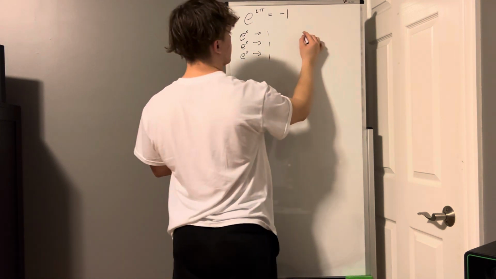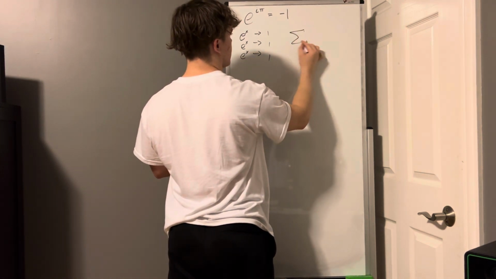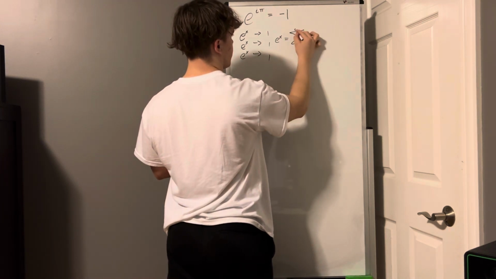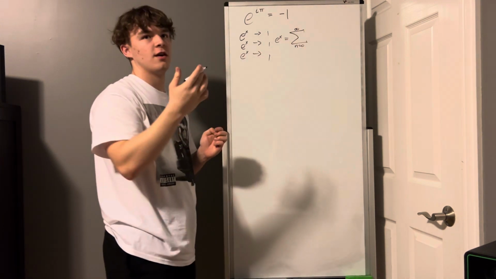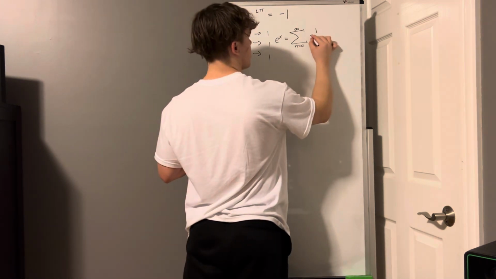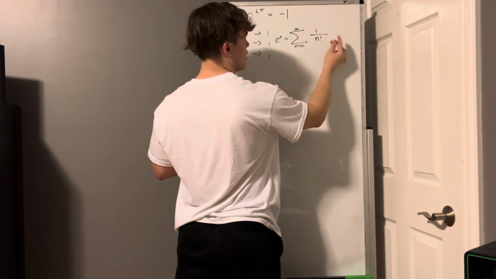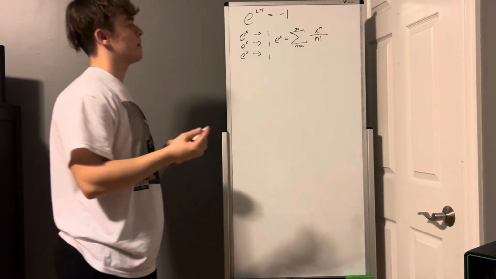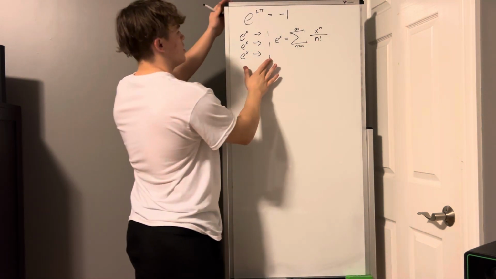So that means that e to the x equals the sum from n equals 0 to infinity. And we know that the nth derivative of f evaluated at 0 is always just 1. So we can just put a 1 here over n factorial. And we know that's x to the n, so it's just x to the n here. This is pretty easy to write out.